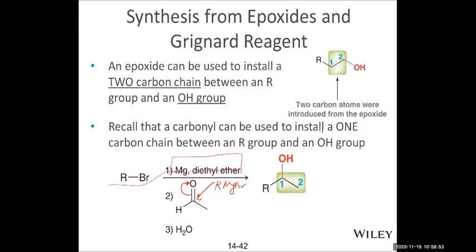So this reaction will give you a secondary alcohol. Okay, the epoxide reaction with the Grignard reagents gives us a primary alcohol, so it's very nice. It gives us a primary alcohol. They are different.